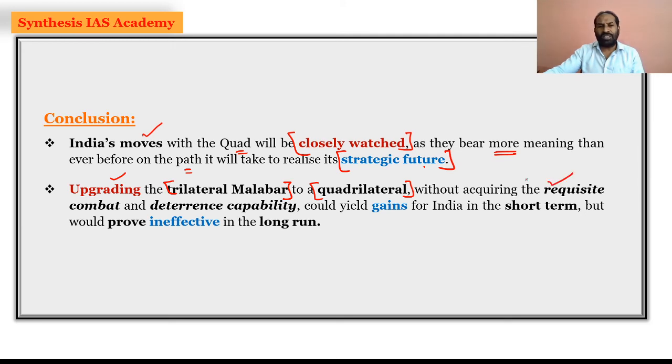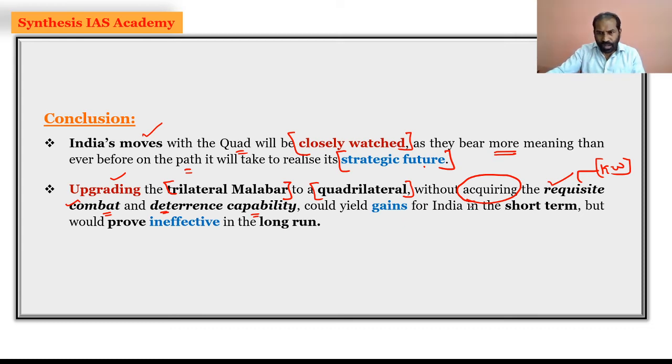without acquiring requisite combat and deterrence capability. This is the keyword here. So just being part of the quad or quadrilateral exercise doesn't really fetch India any gain in the short term. But what is required is we need to acquire, and this is very important, India has to acquire the requisite combat capability and deterrence capability against China. Only then it would be a balanced or a strategic move to be part of the quadrilateral.